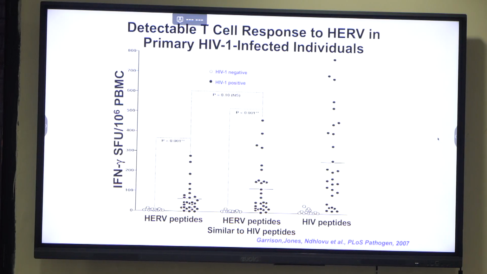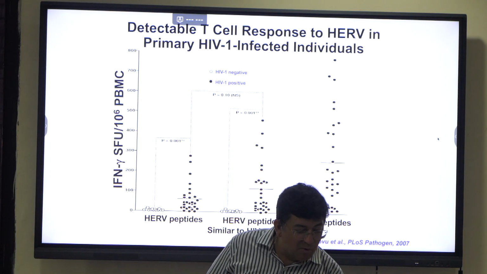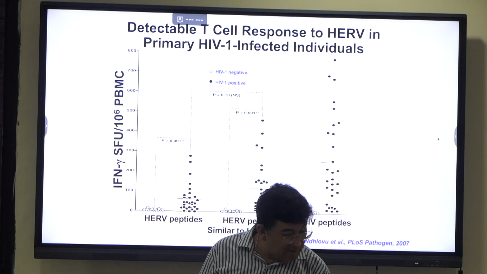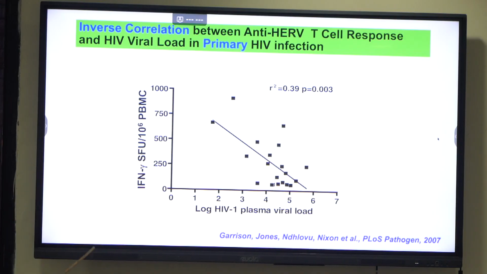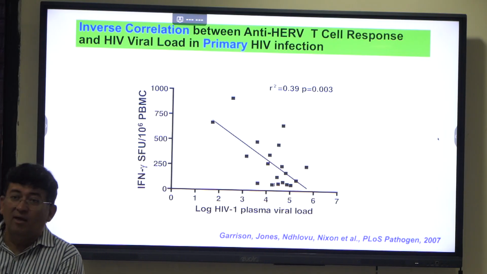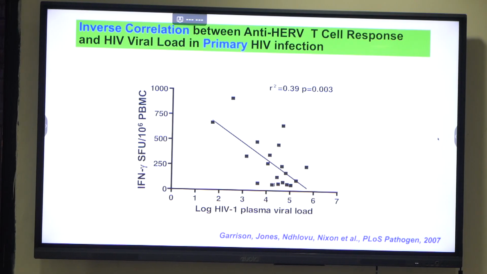Transcription increase, T-cell response. Now if there are T-cell responses in HIV patients against HERV, what are these T cells doing? Before we find that out, we should do one small study, a correlation study. You see that on the x-axis we have HIV plasma viral load, how much viral load we have in the plasma. On the y-axis, we have HERV-specific T-cell response, called interferon gamma spot-forming units per million PBMCs.